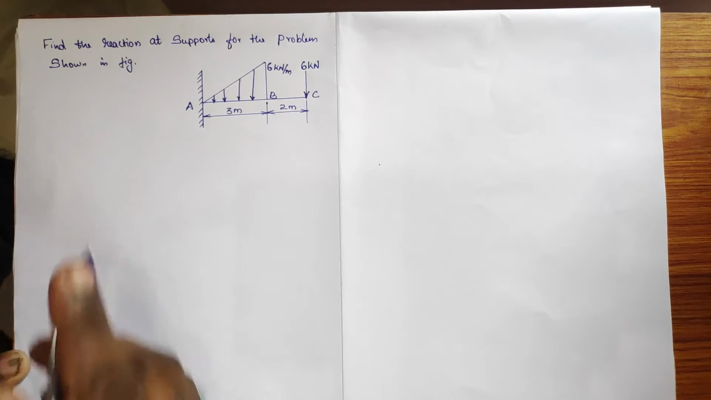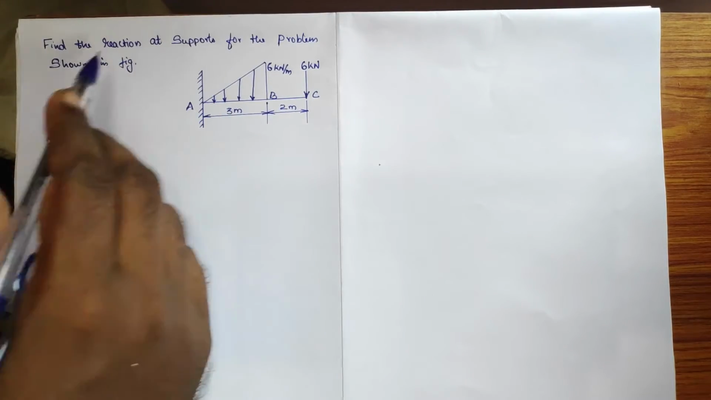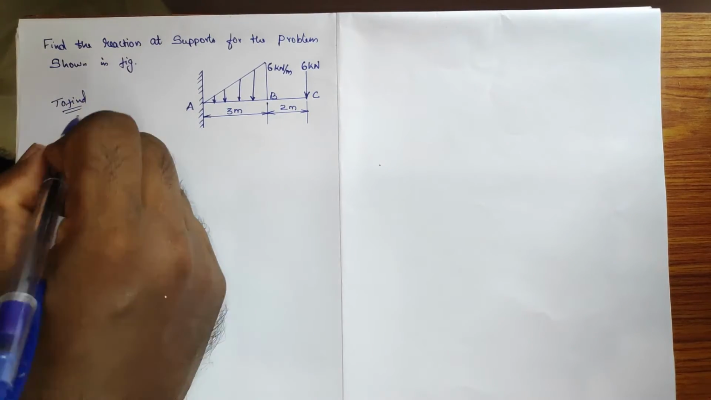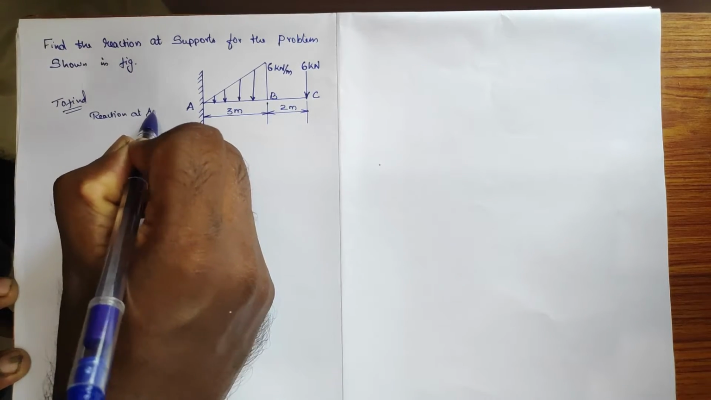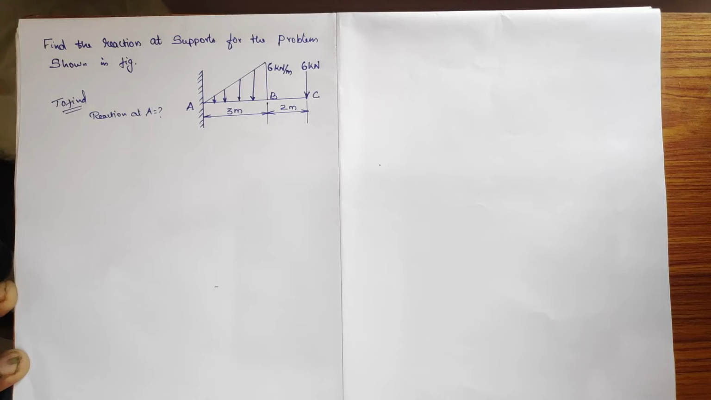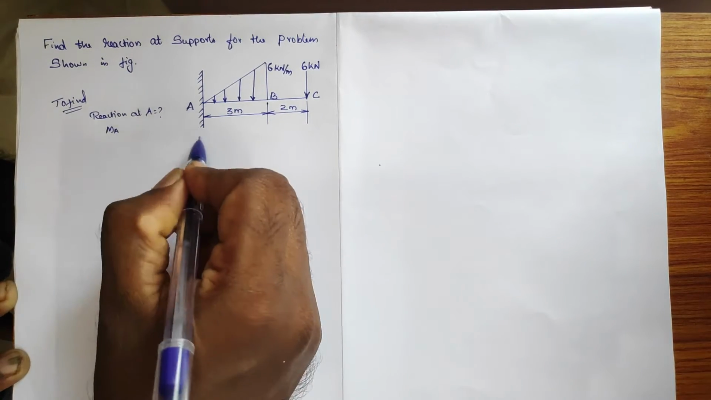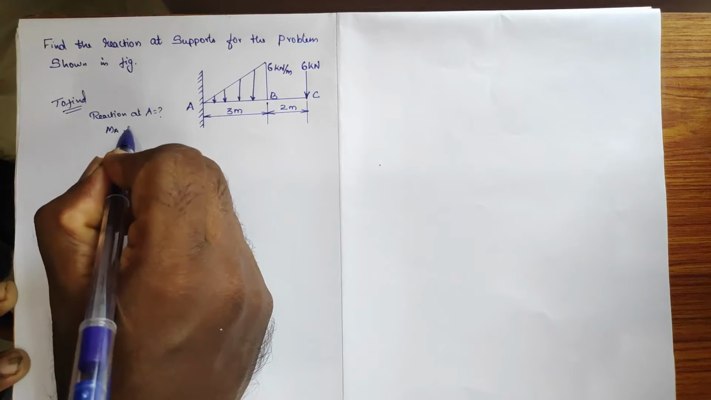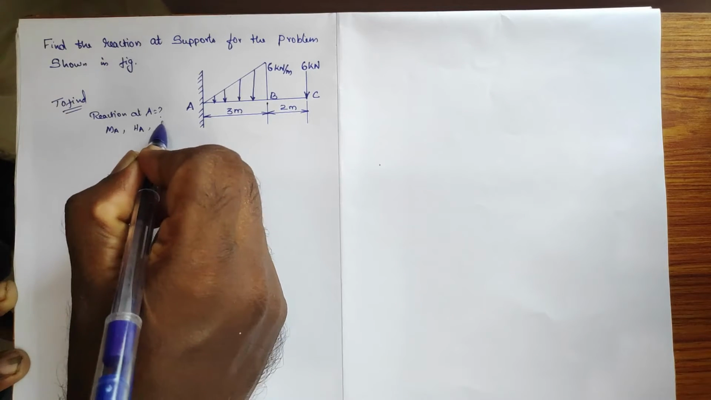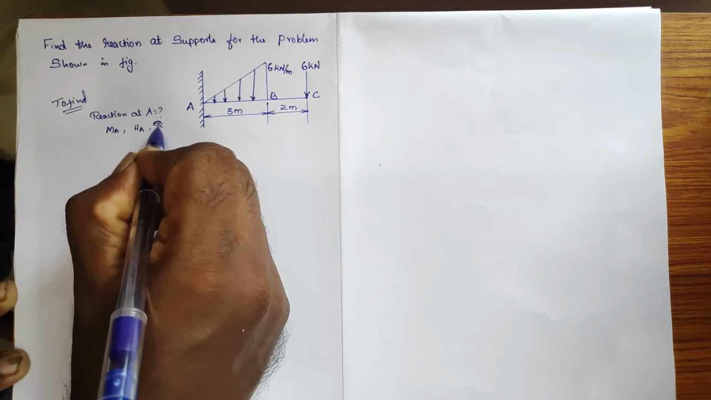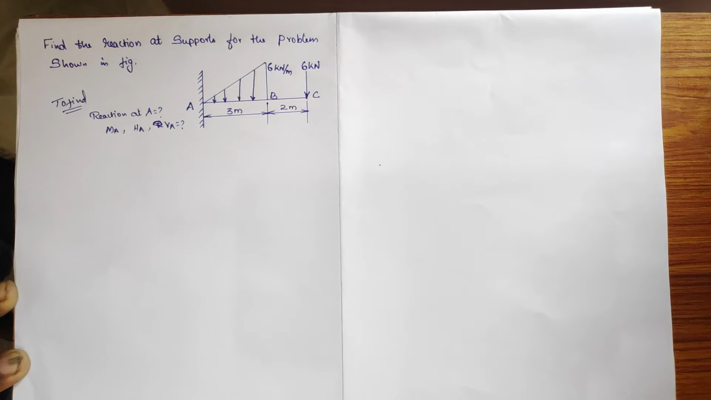So first, find the reaction at the support. At A we need to find the reaction. Here, the moment about A we need to find, because it's a fixed support. And then the reaction of the horizontal force and the reaction of the vertical force. All three we need to find, since it is a fixed support.